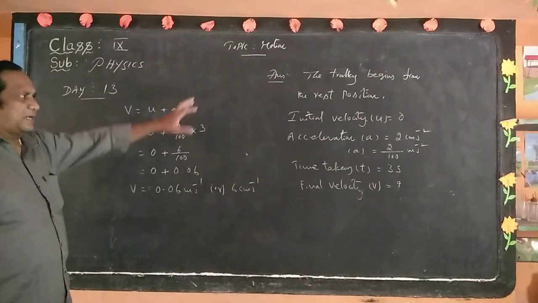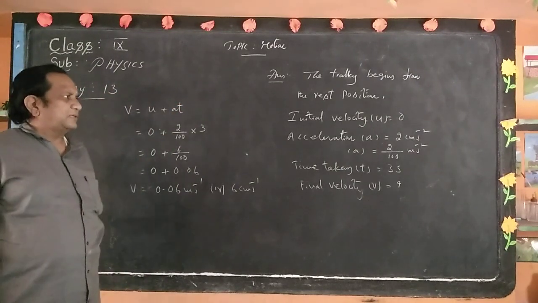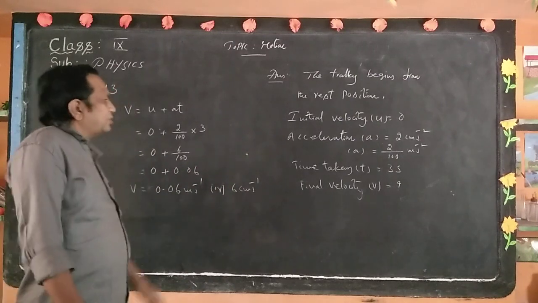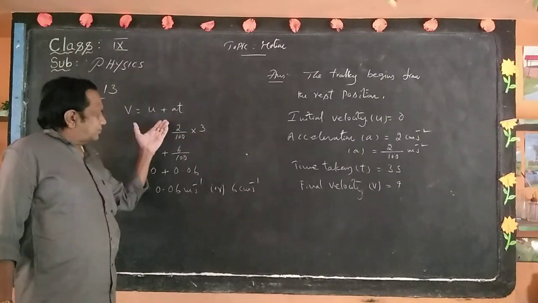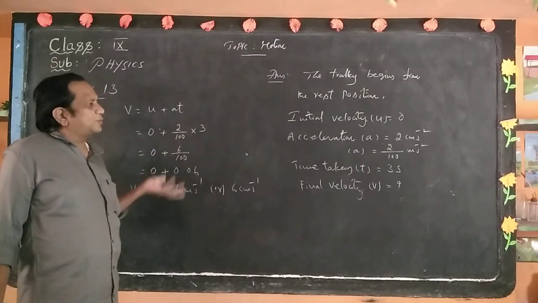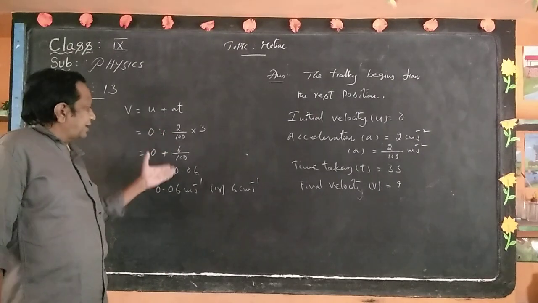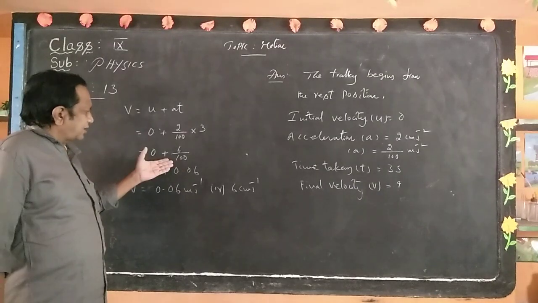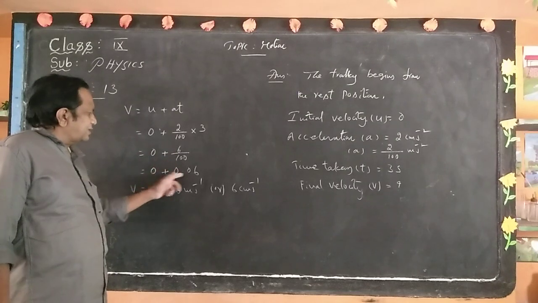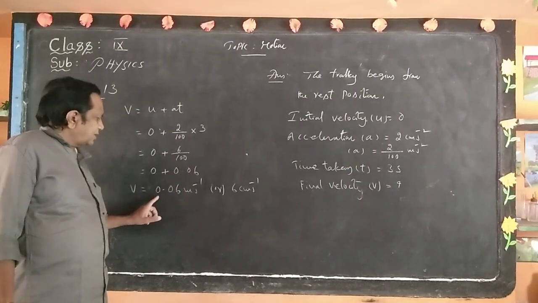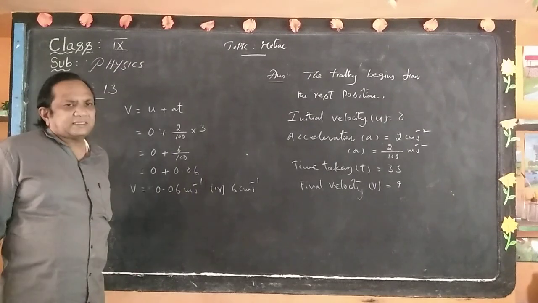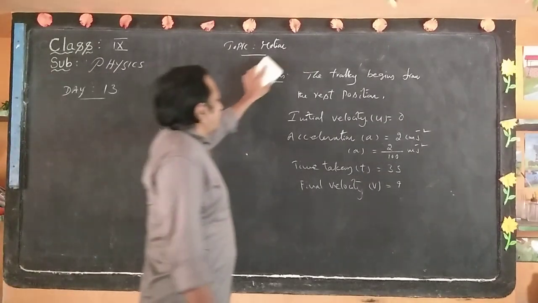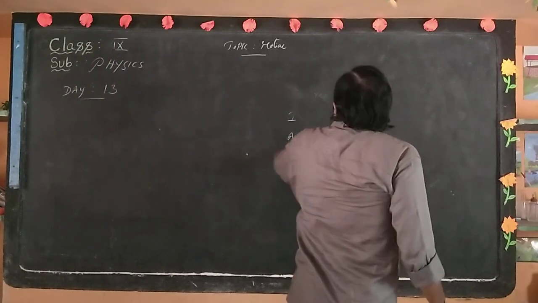Once again, the trolley begins from rest, that's why u is taken as 0, and the acceleration is given as 2 centimeters per second squared. We change that value into meters. Sometimes taking the fraction is convenient, but here decimals are easier because there is no cancellation factor. So write 0.02, or 6 by 100, which means 0.06. Now 0 plus 0.06 means 0.06 meter per second, or 6 centimeters per second is its velocity. Okay, final velocity. Another simple application to do.